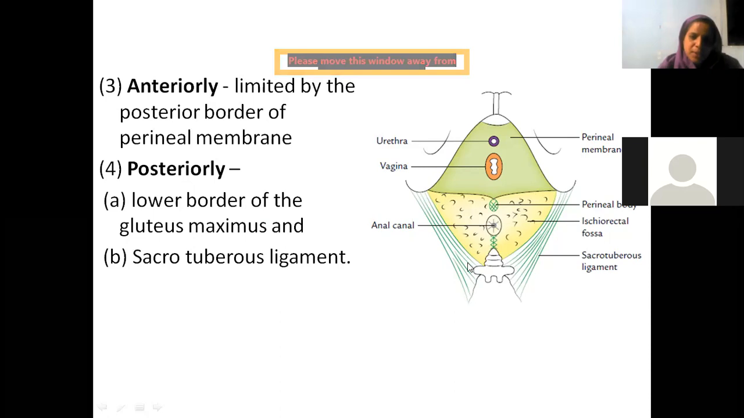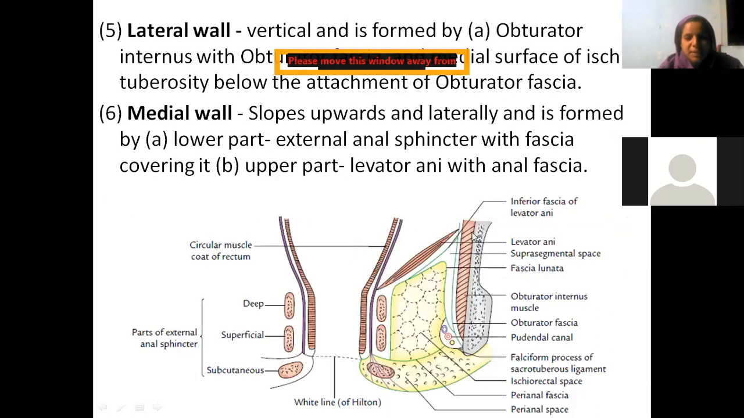Then this is the posterior boundary of our fossa. How is it formed? If you learn this picture, you will write in your own words. What is this? Sacrotuberous ligament. One is enough. Posteriorly, sacrotuberous ligament. Then this is our lateral wall, beta. So what muscle do we have? Obturator internus and we have the obturator fascia.